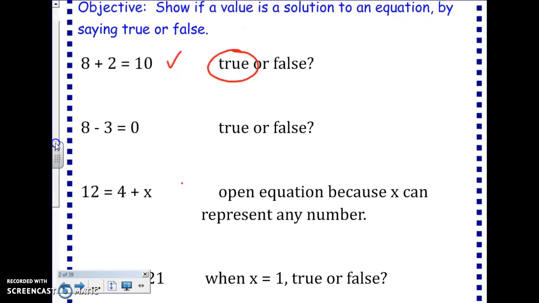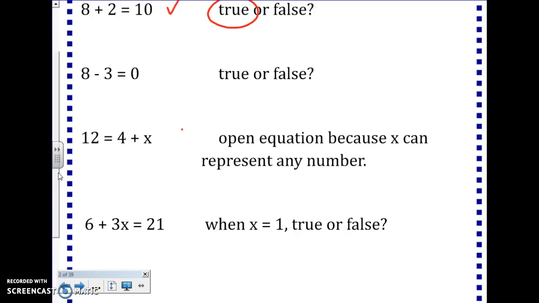The next example, you ask yourself, is 8 minus 3 equal to 0? Well, there's some evaluating you want to do just to make sure that you know that 8 minus 3 is 5, and you're going to ask yourself, is 5 equal to 0? And the answer is no. So this would be a false equation.